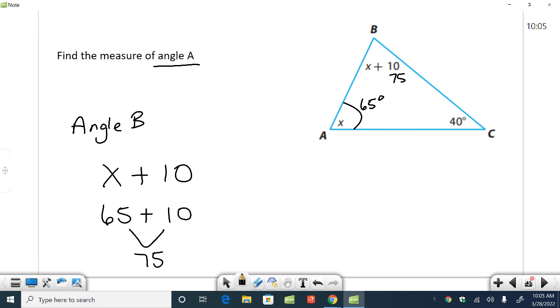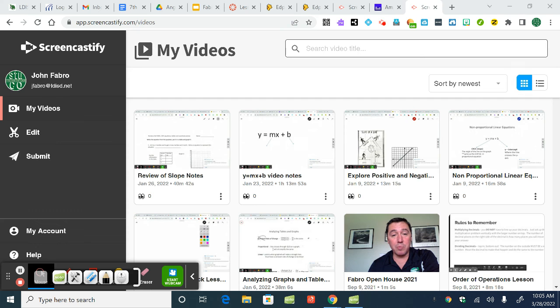So somebody with their calculator adds 65 plus 75 plus 40, and you should get 180. Okay? All right.